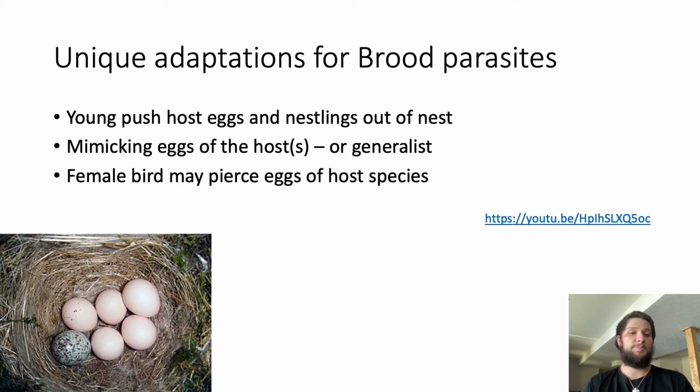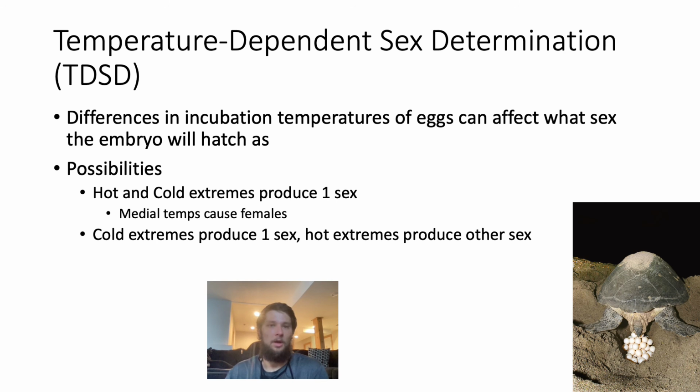And some species of brood parasites, the female bird may pierce eggs of host species before she lays her egg in the nest. And for the bronzed cowbird specifically, it typically lays about one egg per nest in multiple nests to hopefully increase survival rate. And I've included an awesome video that I found interesting in this slide here, and I should be able to put that on YouTube. All right, so next we have temperature-dependent sex determination.